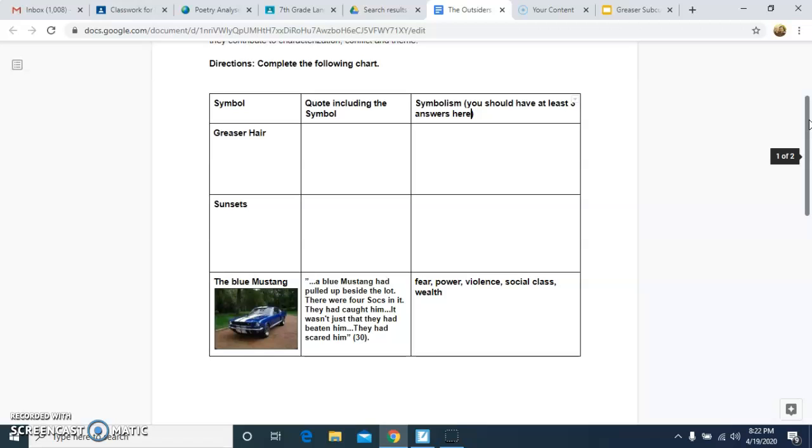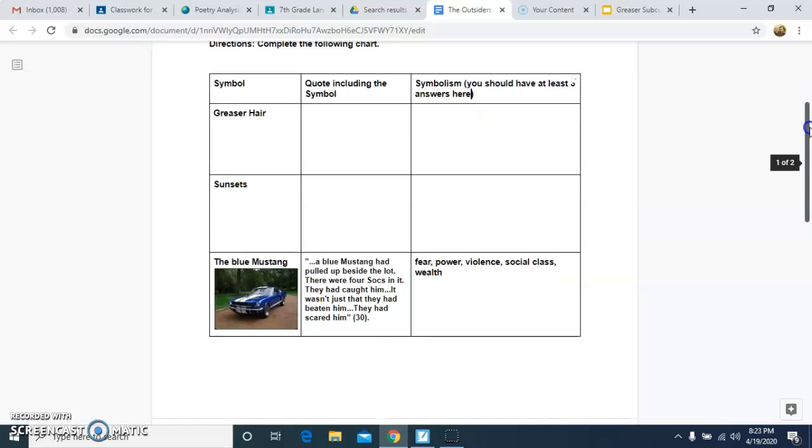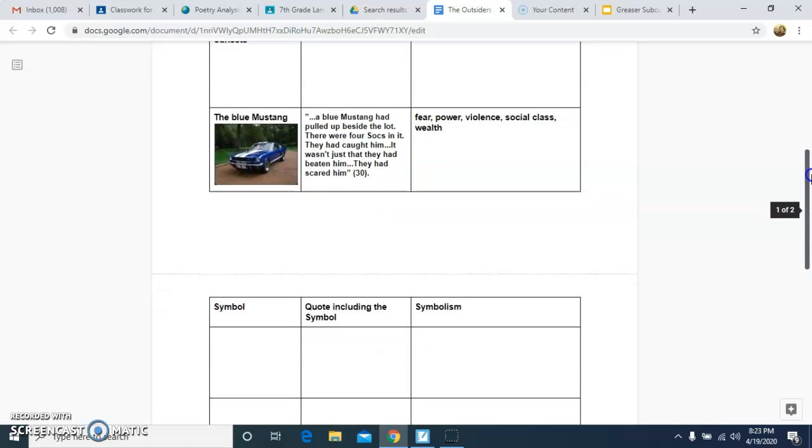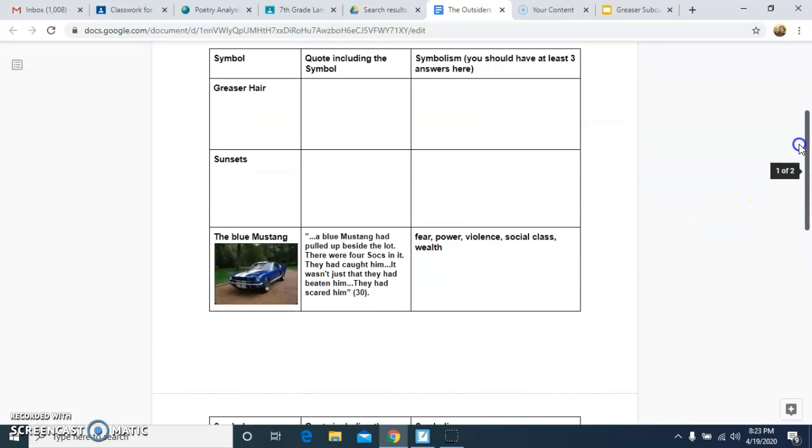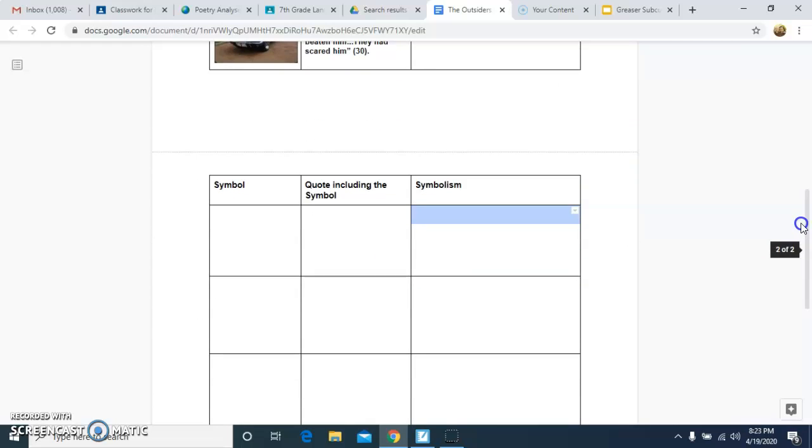So what we're asking you to do is take a look at the first 2, greaser hair and the sunsets, and since I've given you the third one, we're going to ask you to come up with a third one on your own. In these boxes right here, you'll think of a symbol on your own, come up with a quote, and then think about the thematic ideas. You need to have at least 3 thematic ideas for each symbol, and a reminder that this chart is now part of your portfolio. Okay?